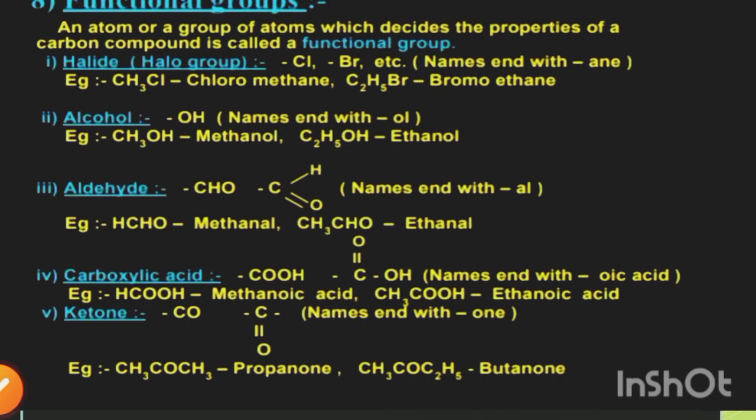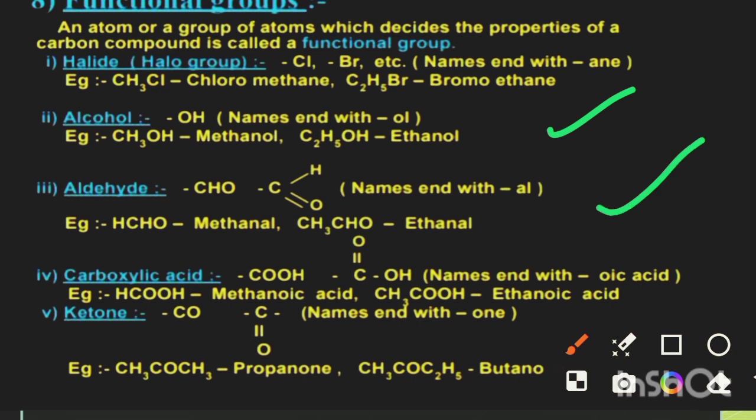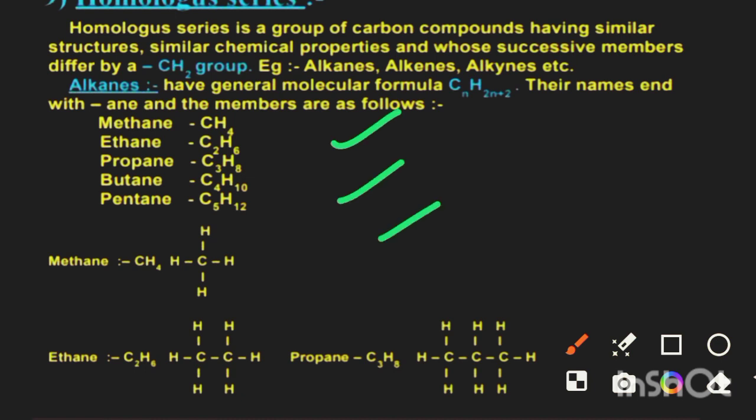Now see the functional groups. These are the functional groups of aldehyde, alcohol, carboxylic acid and ketone. Now see the homologous series. What is a homologous series? Methane, ethane, propane, butane. A homologous series is a group of carbon compounds having similar structure and similar chemical properties. The successive members differ by a CH2 group.